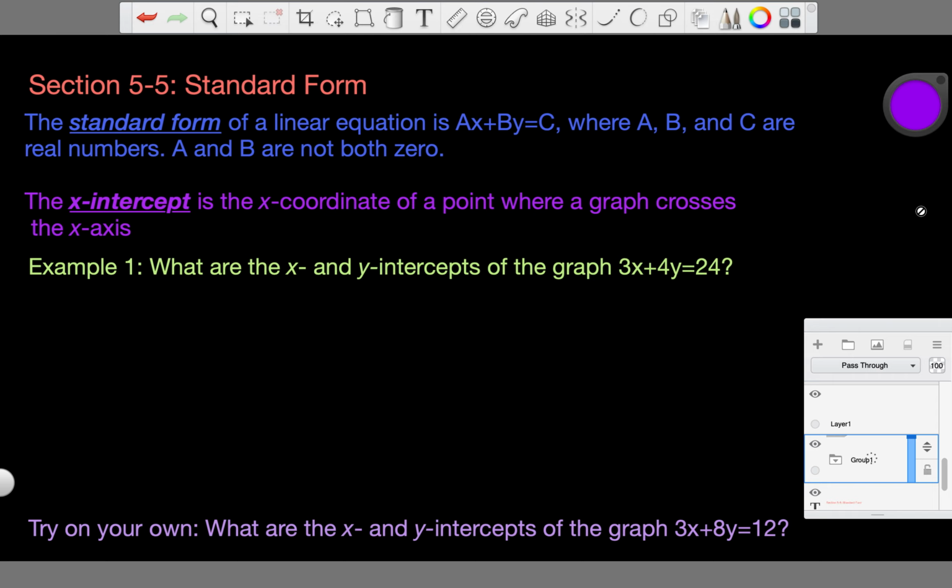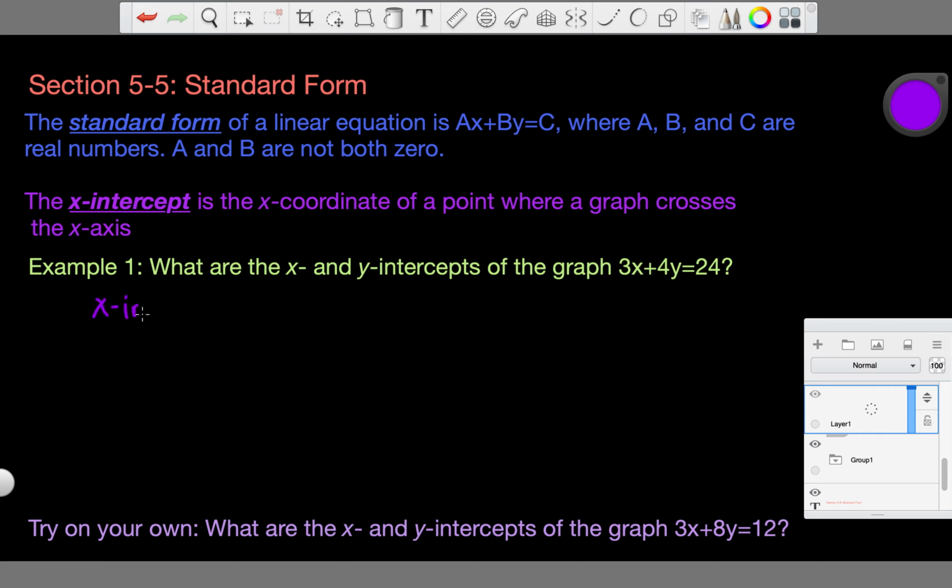So we already talked about a y-intercept in the last video, and that was when your line crossed over the y-axis. So now we're going to take a look at y-intercepts as well as x-intercepts. The x-intercept is where the line crosses the x-axis. For this first example, it says, what are the x and y-intercepts of the graph of 3x plus 4y equals 24? In order to find the x and y-intercepts, we'll do x first.